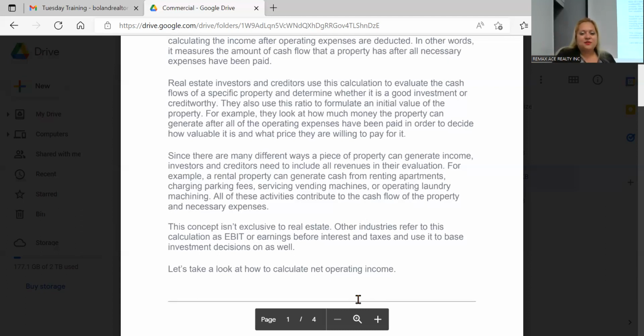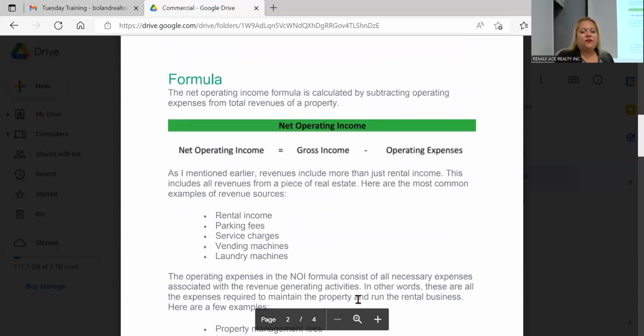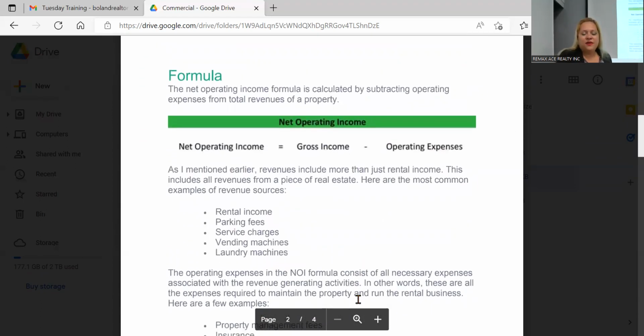This concept isn't exclusive to real estate. Other industries refer to this calculation as EBIT, or earnings before interest and taxes, and use it to base investment decisions as well. So we're going to look at how we calculate the net operating income. Okay, so the formula of net operating income is gross income minus operating expenses, which is pretty straightforward, right?